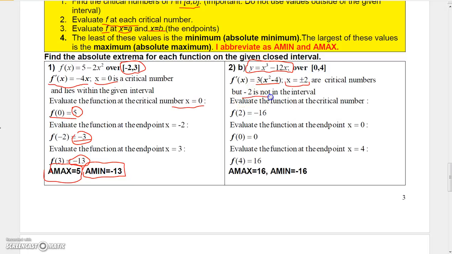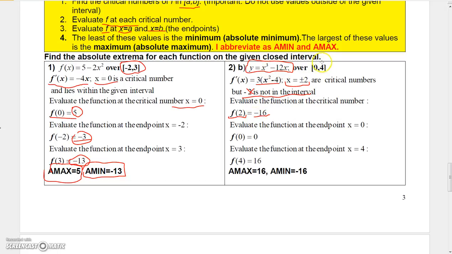-2 is not in the given interval. The given interval is 0 to 4. So -2 is not in there, so we're going to throw that one out. So we're just going to check what the value of the function is at +2. So I'm going to evaluate the function at 2. Plug 2 in and I get 8 minus 24, which is -16.